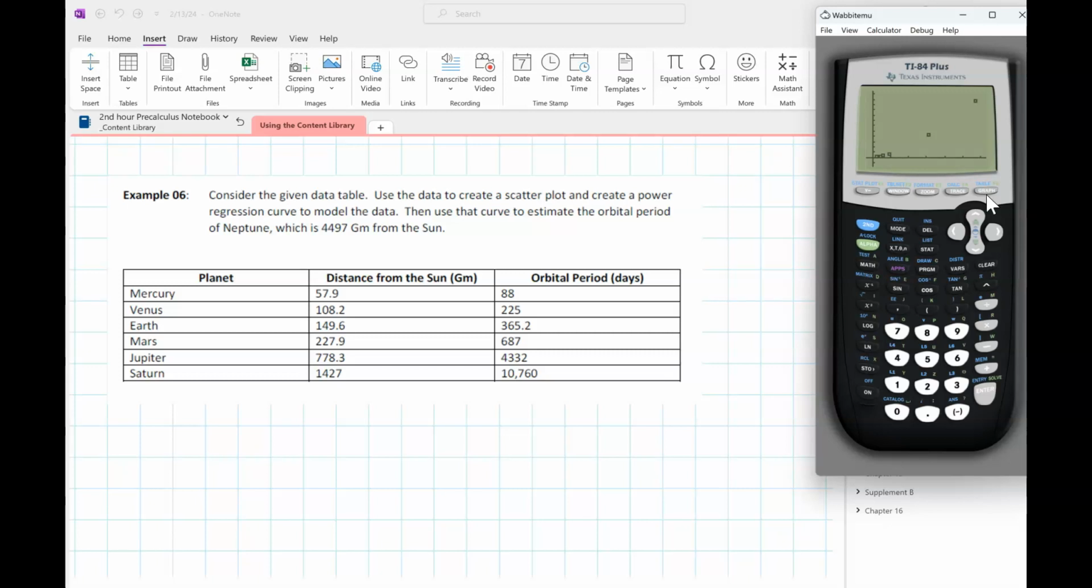This is what your scatter plot might look like. The next part says create a power regression curve to model the data. So do that next. Wait, what did you say? Create a power regression curve to model the data. So what do I do if I get that? Am I done? It says power regression, not linear regression.